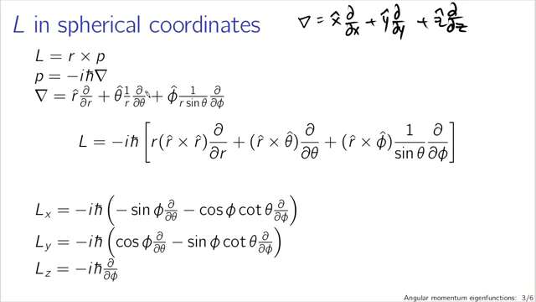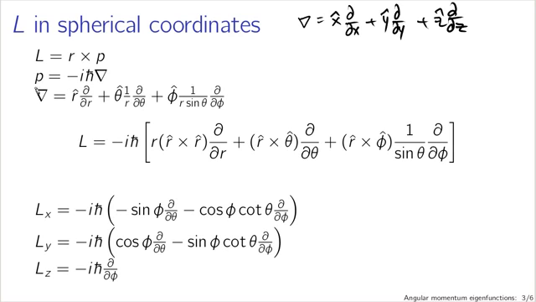And a change with respect to theta is not a change with respect to physical space. R d theta is a motion in space, whereas r sine theta d phi is a motion in space. So these are our motions in space, and the rescaling necessary is taken care of by this 1 over r and this 1 over sine theta.